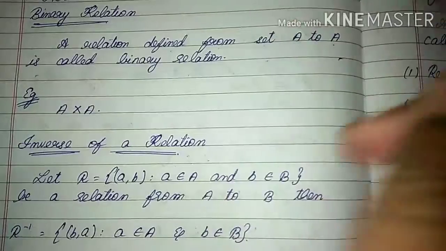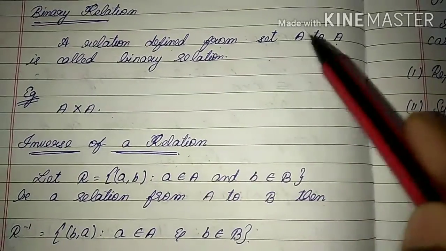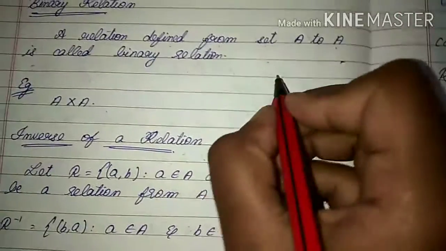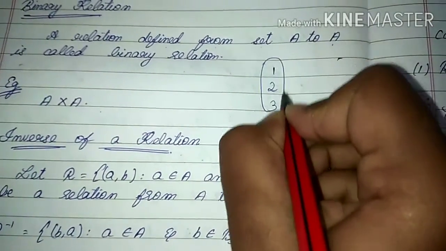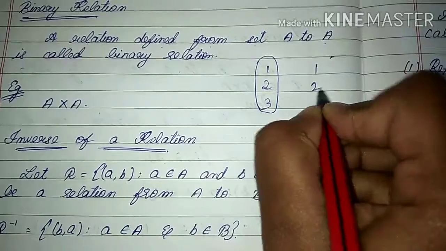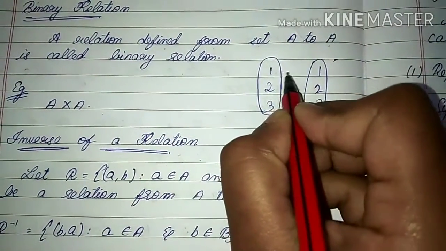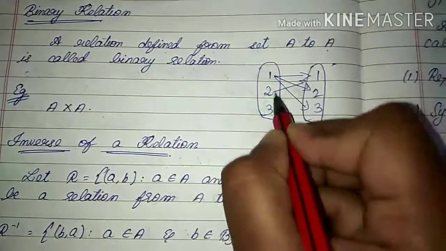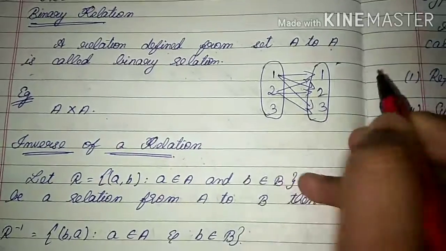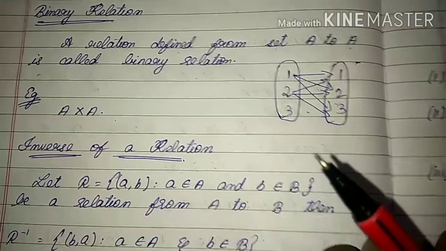A relation from the set to itself is a binary relation, that is A cross A. From A mapped to A itself. For example, when we take 1, 2, 3, this is the domain, and 1, 2, 3 is the range. So when I map from A to A itself like this, however many relations you can make, if I map from A to A itself, it is called a binary relation.